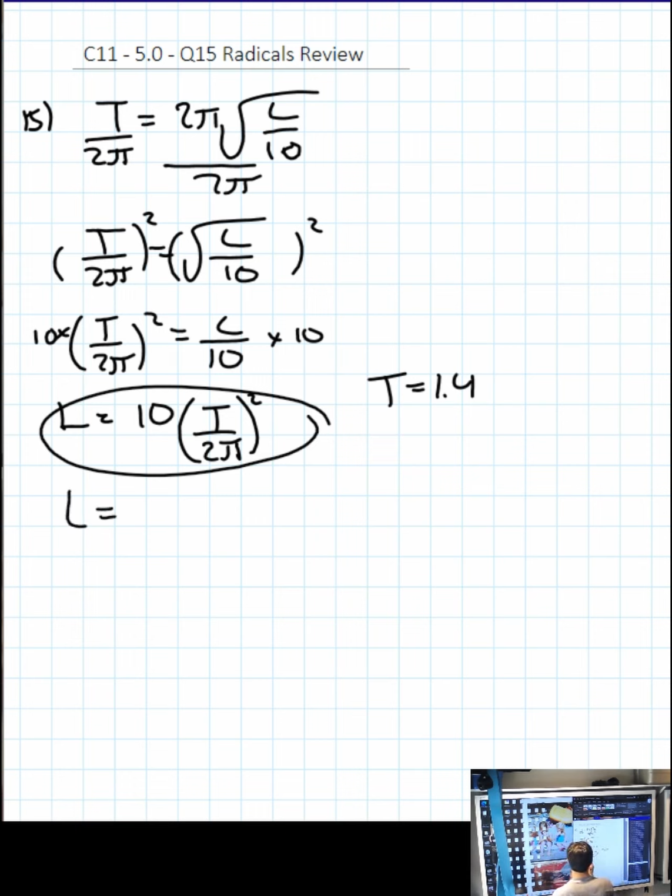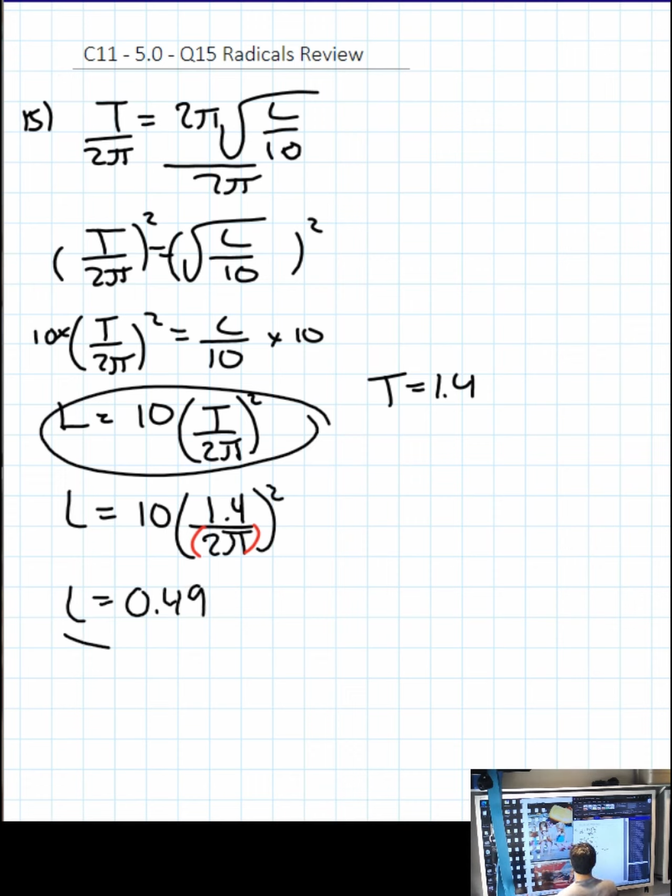L equals 10 open, 1.4 divided by 2 pi, close bracket squared. Now, in red pen, let's put brackets around only the 2 pi. Good. That's how we're going to type it into the calculator exactly. 10 open, 1.4 divided by open, 2 pi close, close, all squared. Down the page, L equals 0.49.